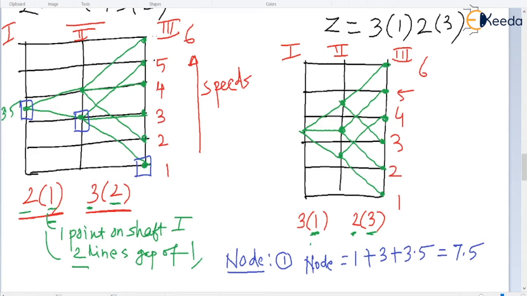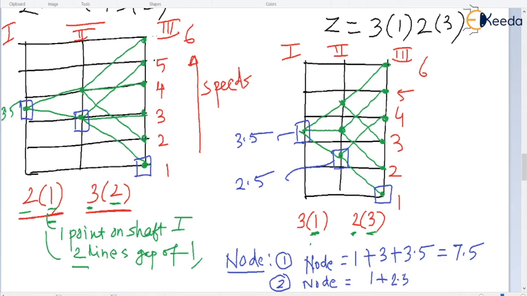Now for the second diagram, if we check it, the node is, this is the first, this is second, and this is third. So the value related to this is 1, this is 2.5, and this is 3.5. So we will add those values. So node summation is equal to 1 plus 2.5 plus 3.5. So it is equal to 7.